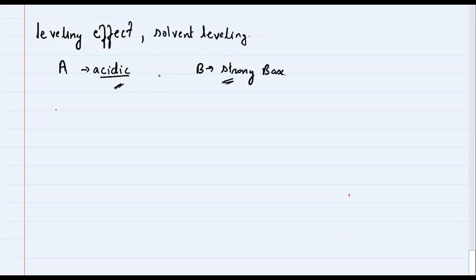Now this is your leveling effect, as simple as that. This is your leveling effect. It just sounds like a complex term, right? This is your normal leveling effect. Okay, everyone?